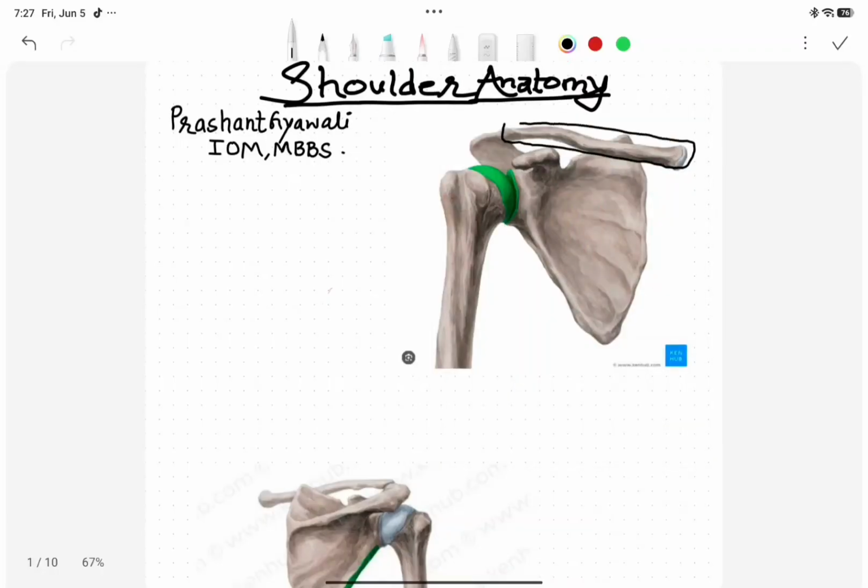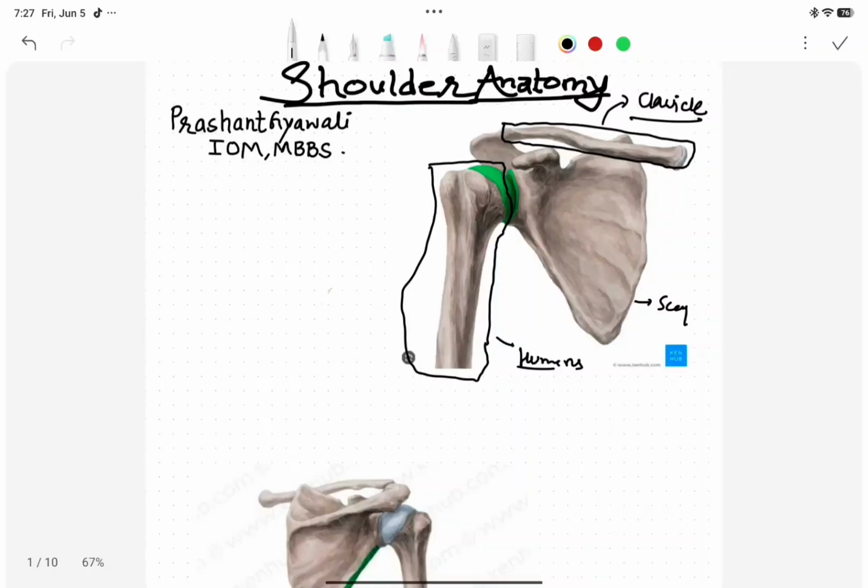So this bone is the clavicle. This is the humerus, and the remaining is the scapula. So this is the clavicle. This is the clavicle, this is the humerus, and this is the scapula.